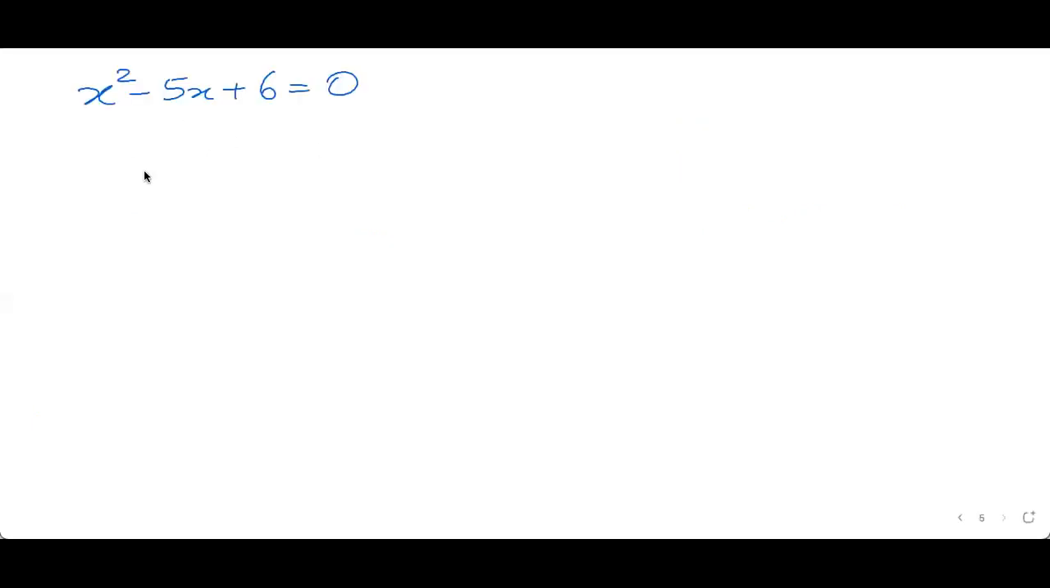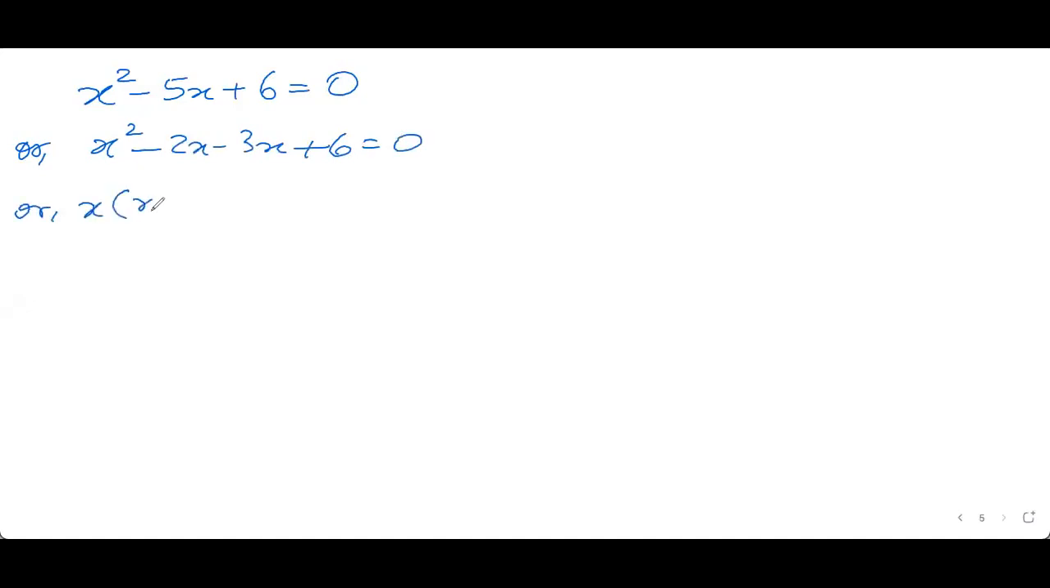So if you use the factorization method to find the solution, we have to find two factors of 6. When we add them, the sum has to be minus 5. 6 equals to 2 into 3. If we take minus 2 and minus 3, sum will be minus 5. So we can write x square minus 2x minus 3x plus 6 equals to 0.